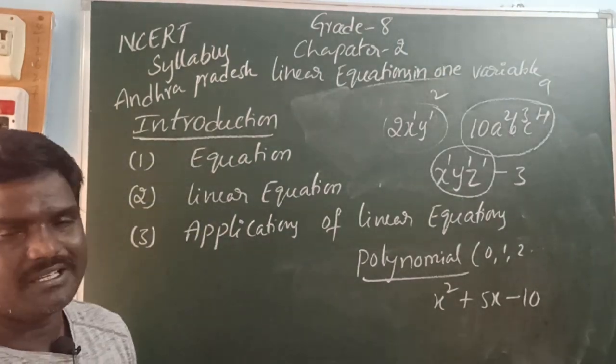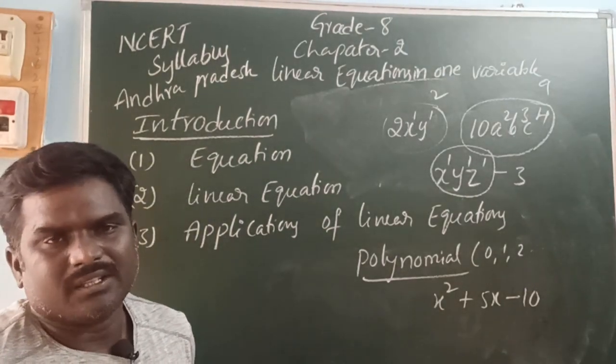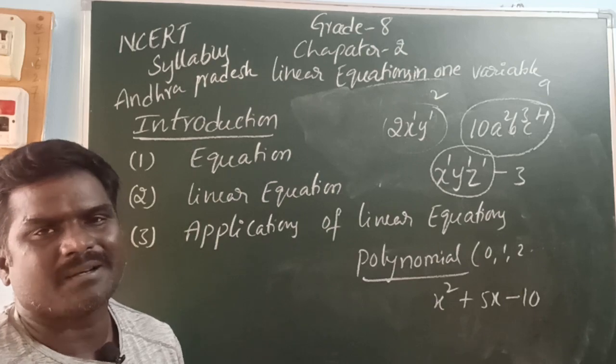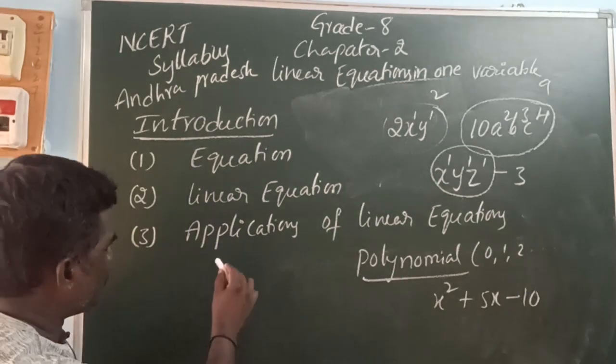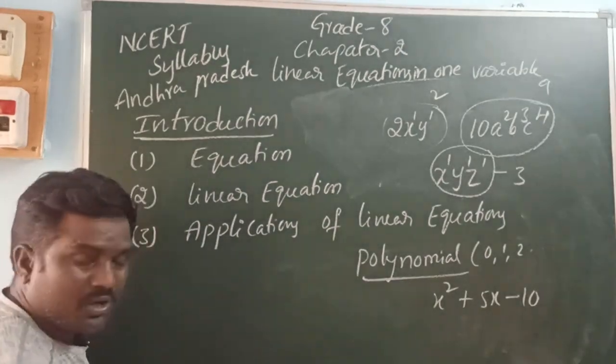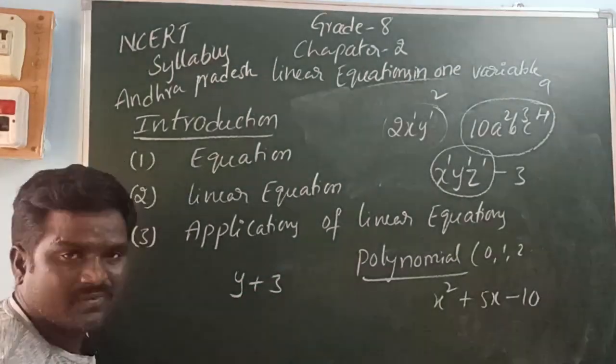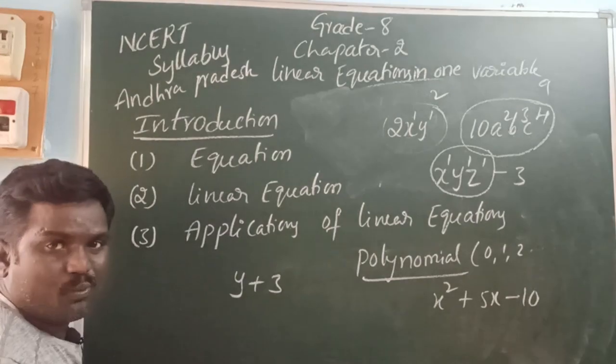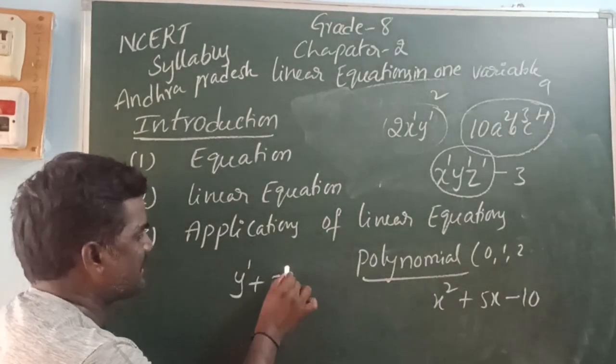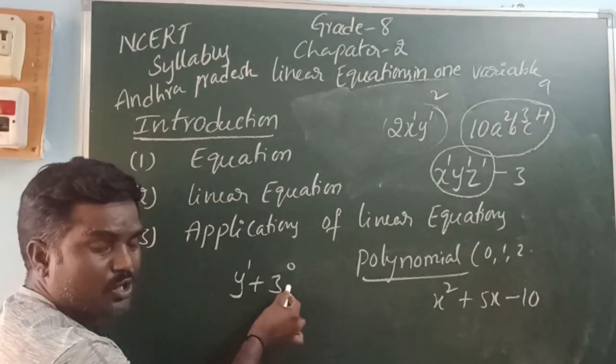Okay, if a polynomial's degree is 1, that polynomial is called linear polynomial. Okay, so a polynomial degree, for suppose y plus 3. Okay, it is a polynomial. Why? Its degree is how much? 1. Its degree is how much? 0. Why? Here there is no variable.